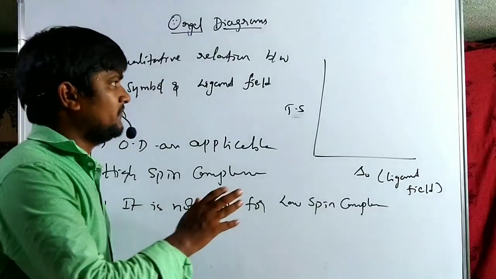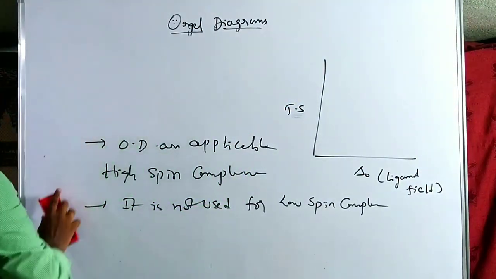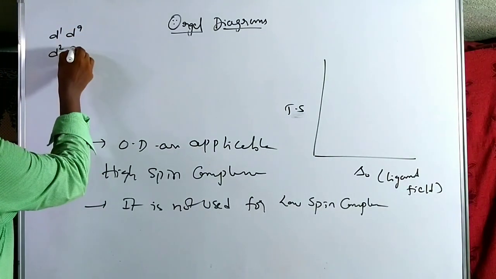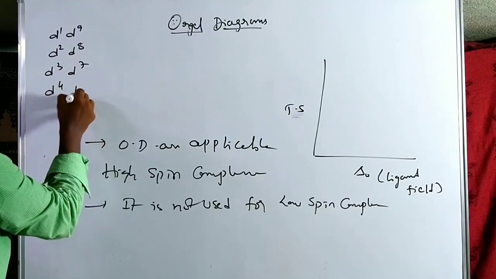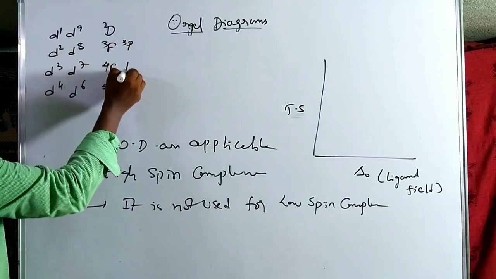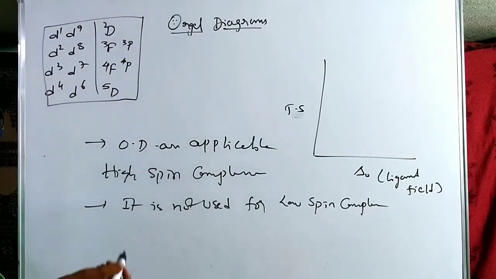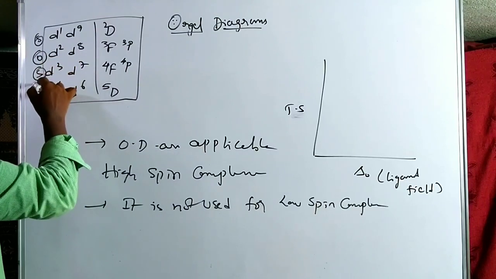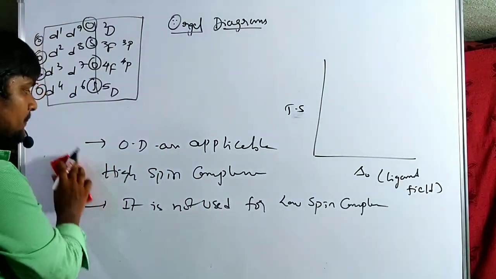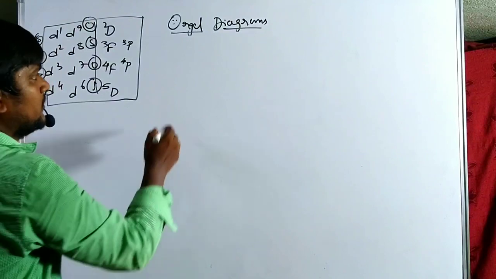Now we are going to the different types of orgel diagrams in D1 to D9 configuration. Before going to those D1 to D9 configurations, we have to remember some previous lecture topics, which is the splitting of D and F terms. Here the terms are 2D, 3F, 4F, 5D. In case of three terms, it has the first excited state. We are also aware of the similar opposite terms. So these are the splittings in case of D and F terms. Now we have to discuss the splitting patterns of different electronic configurations.